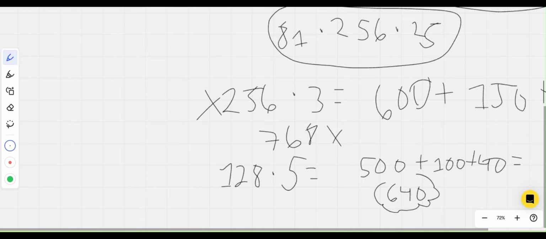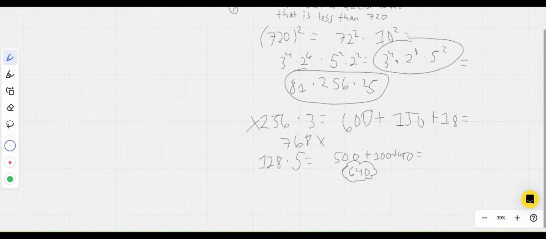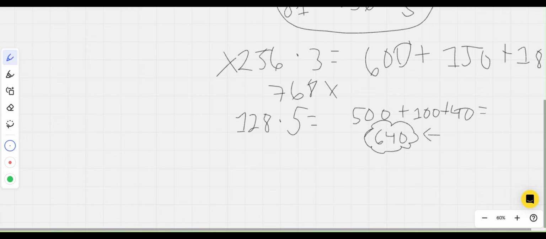This might be the answer, right? Because it's pretty large, but it's still under 720. So we'll keep an eye on this number. Can we have anything other than 120 times 5?